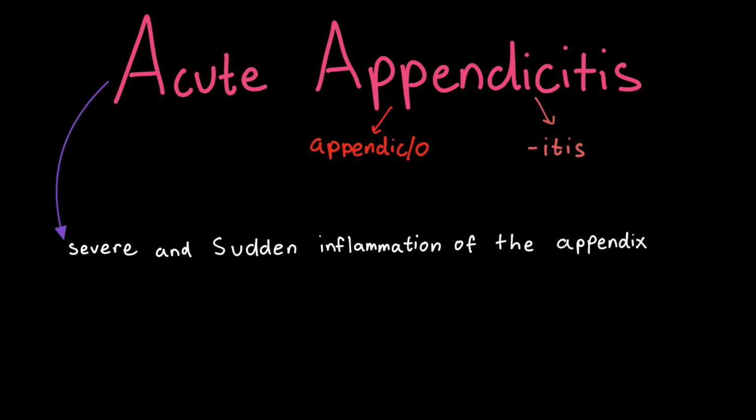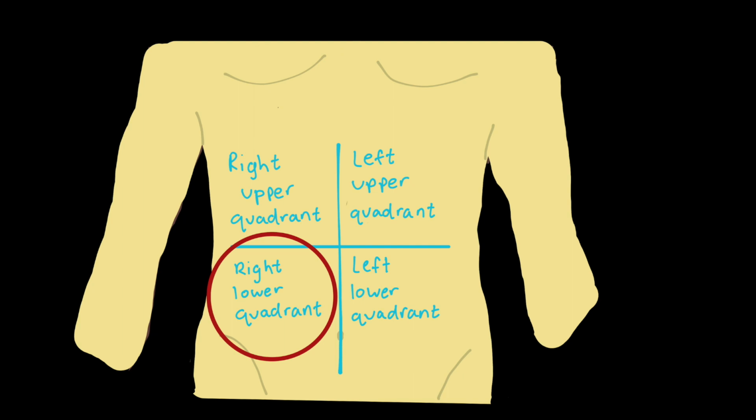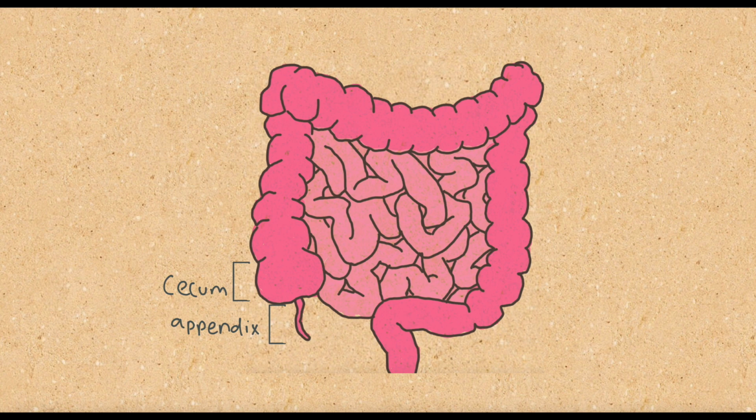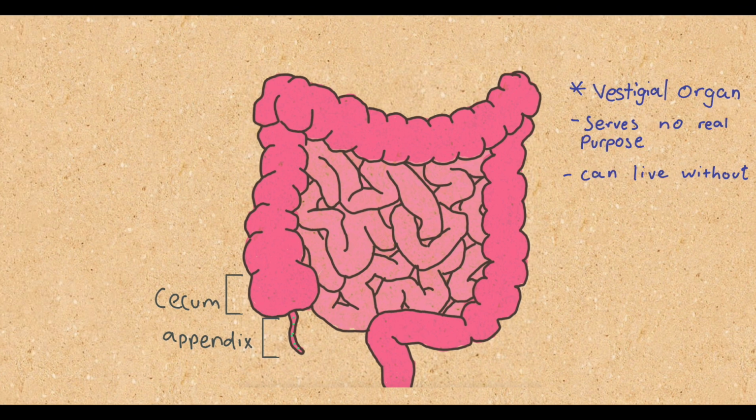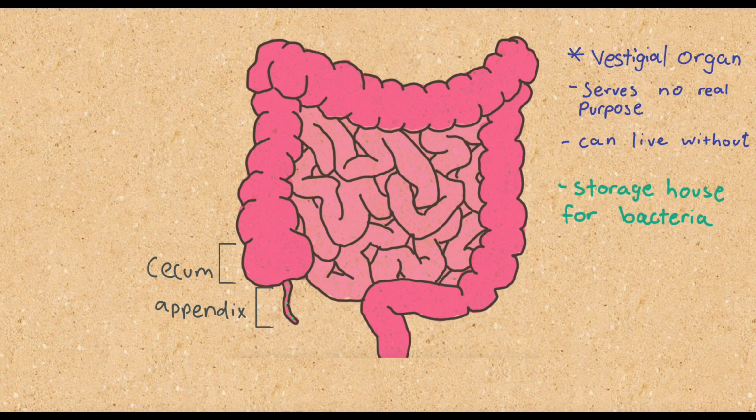Now let's discuss the anatomy and physiology of the appendix. The appendix is located in the right lower quadrant of the abdomen and is inferior to the cecum of the colon. The appendix is known as a vestigial organ, which means that it serves no significant purpose. Other examples of vestigial organs include tonsils, wisdom teeth, and your coccyx or tailbone. Some people believe that the appendix serves as a habitat for good bacteria.